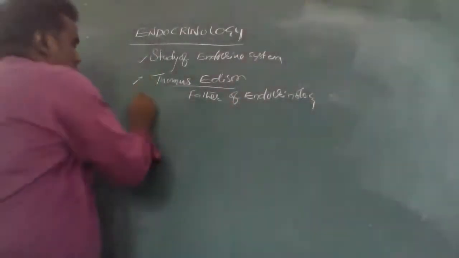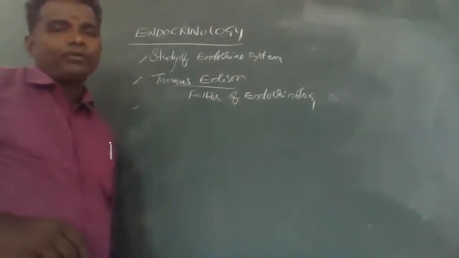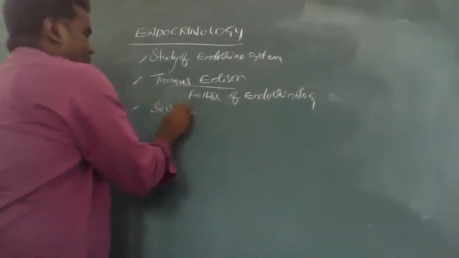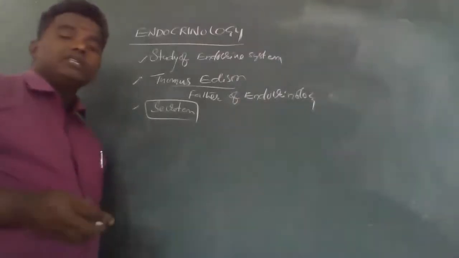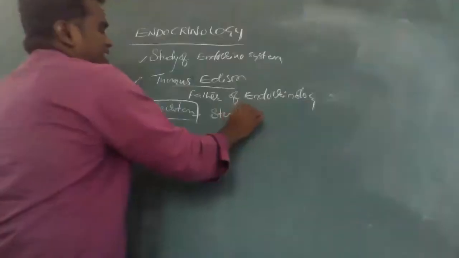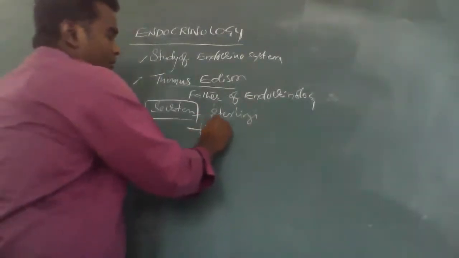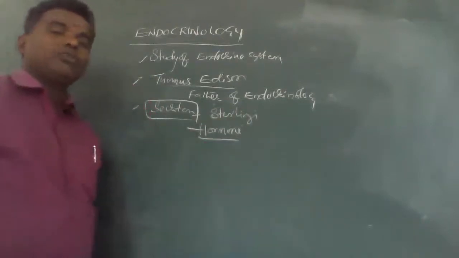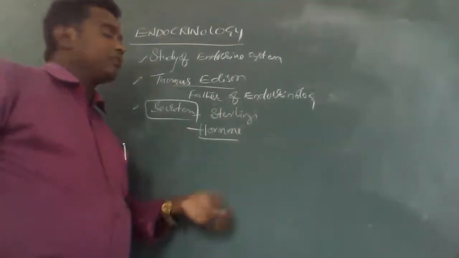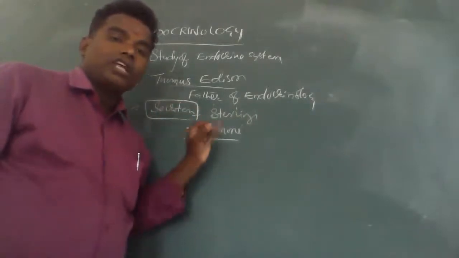Next, in endocrinology, the first hormone discovered is called secretin. Secretin was discovered by the scientist Starling. The hormone which is secreted in our body, that is secretin, was discovered by Starling, and that's why the hormone name was given by Starling.